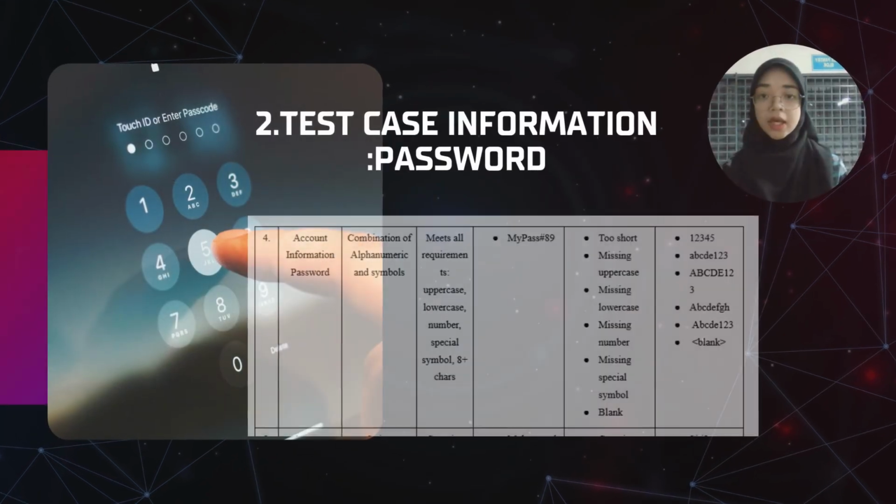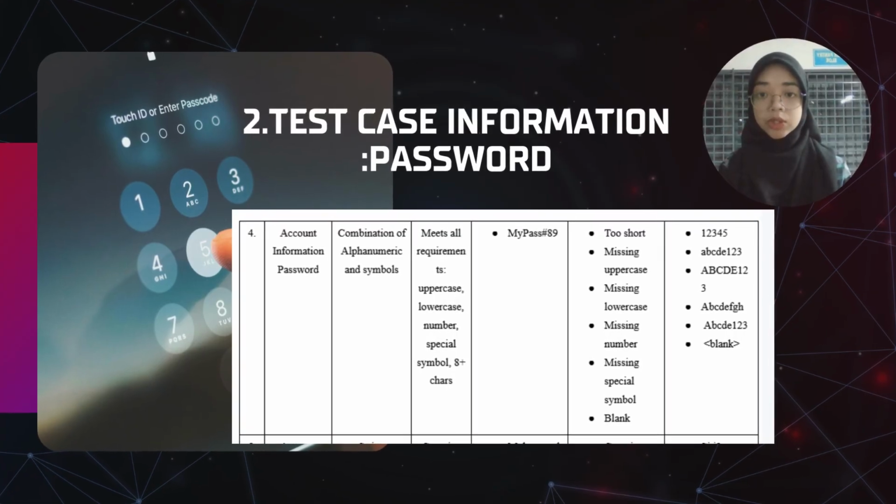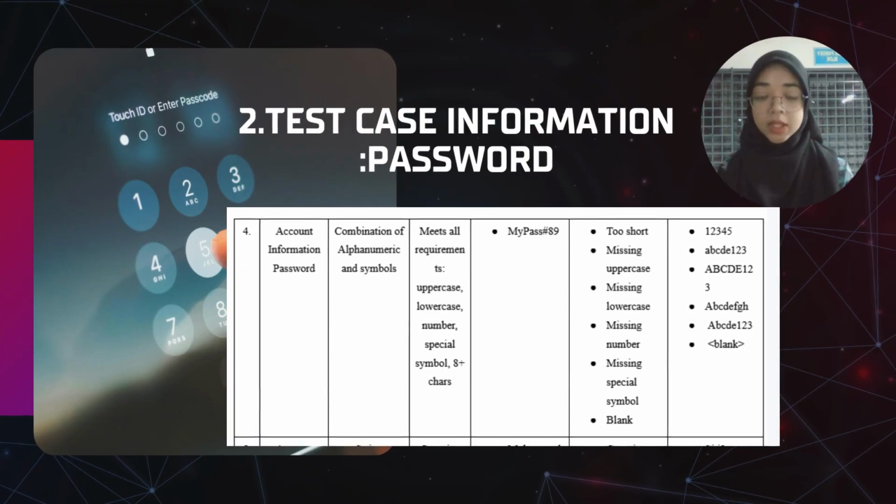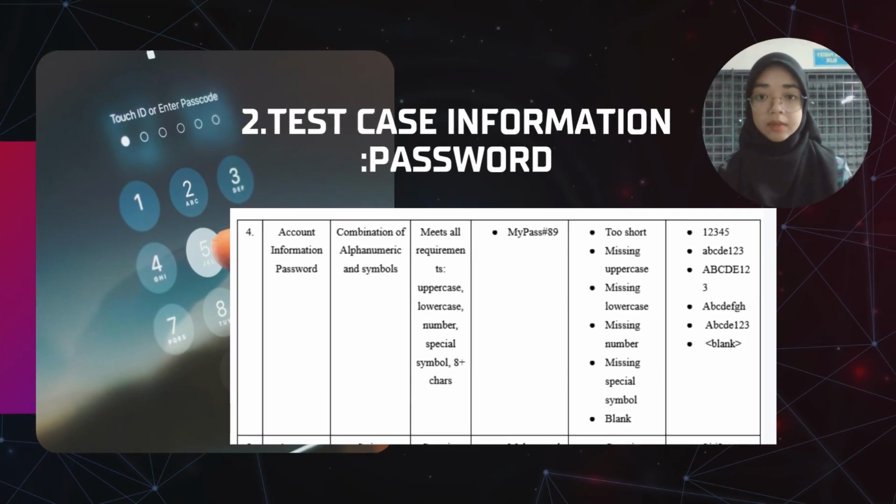The second test case is account password. This test makes sure the user creates a strong password. The password must have uppercase, lowercase, numbers, a special symbol, and at least 8 characters. Invalid passwords include too short, no uppercase, no lowercase, no number, no symbol, or blank, such as 12345, ABCDE 123, ABCDE 123, and blank.